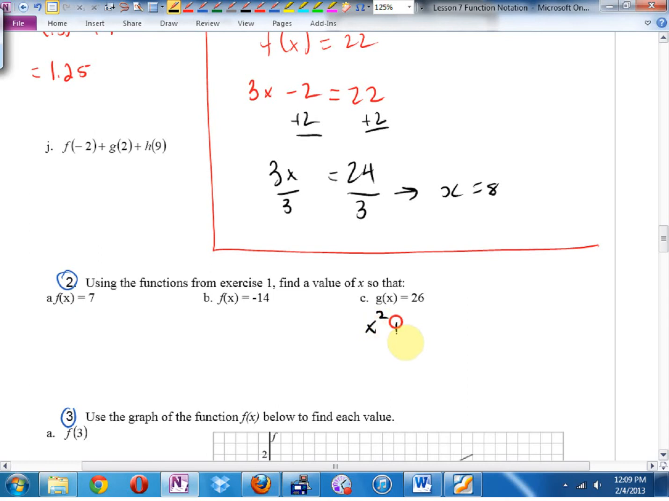So we have x squared plus 1 equals that. That's what it's saying. Now what? I'm going to minus 1 from both sides. Can I do that in my head? Is that okay? I'm going to get x squared equals what? 25. What's the opposite of squaring? Square root, right? What number squared equals 25?